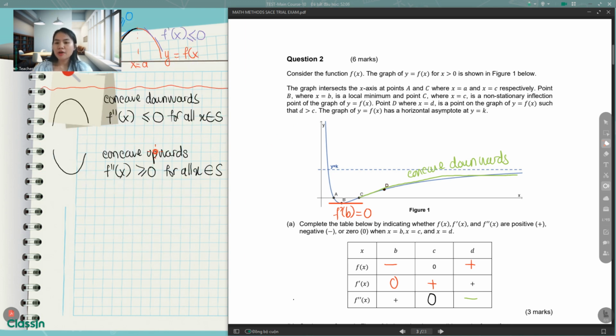Let's review a little bit about inflection points. How many types of inflection points are there? There are two types, stationary inflection and non-stationary inflection. What does a stationary inflection look like? It looks like this. Let's say this is x equals a. These are stationary inflections.